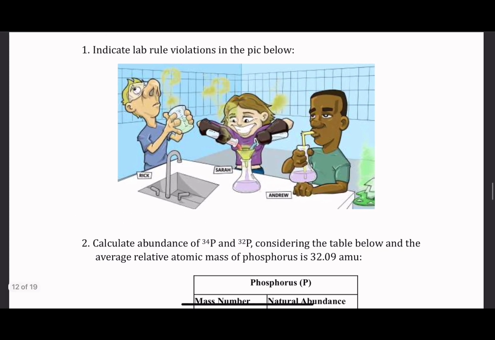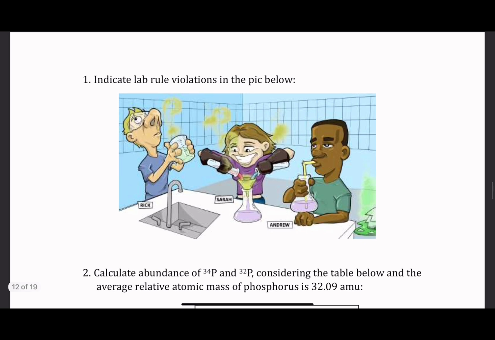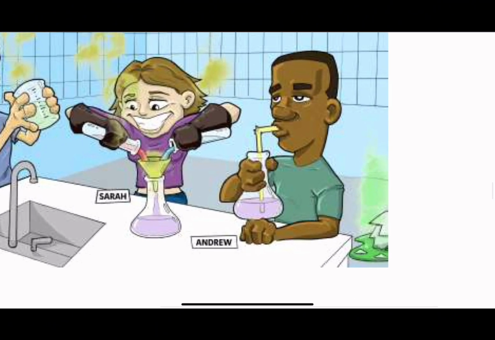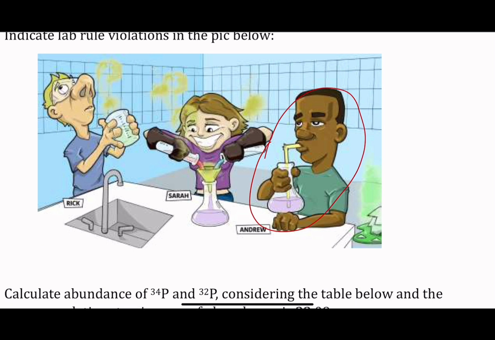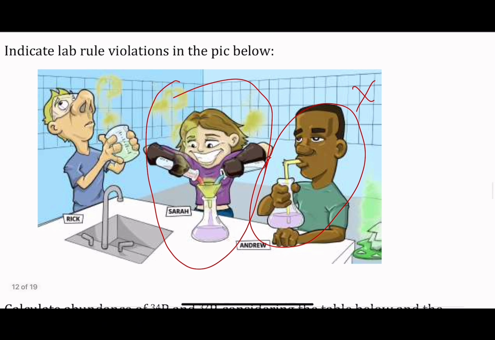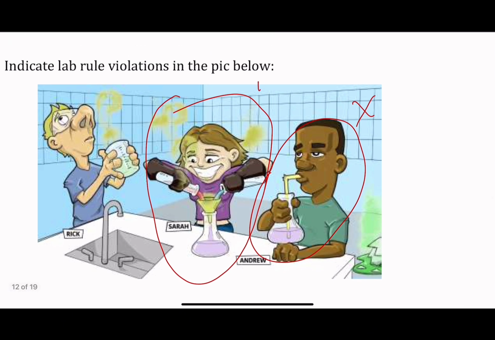This video is for your prep for the final exam. This is the solution for the mock exam, Fall 2023. Here you see a picture asking for lab rule violations. We can definitely see that this guy over here is drinking the chemicals, which is not allowed. And the student over here doesn't seem to know what she's doing. She's just mixing whatever comes in her way without instructions.